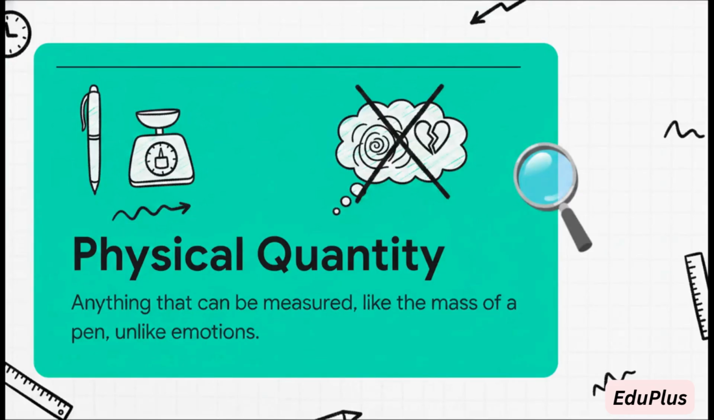Listen, every single journey in physics starts with a physical quantity, which is honestly just anything you can measure. Look at the pen on your desk right now. You can measure its length, or you can measure its mass. Say it's 10 grams. That makes it a physical quantity.